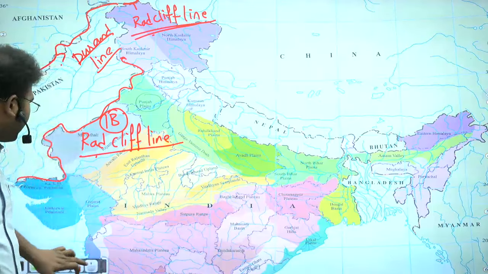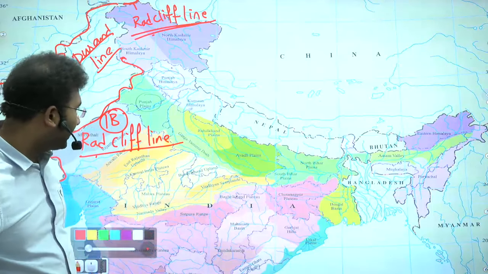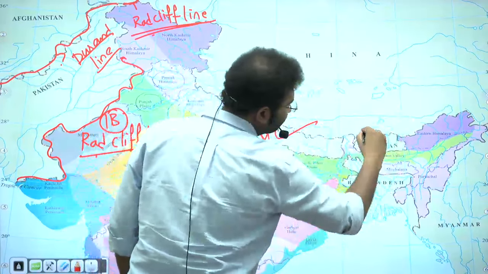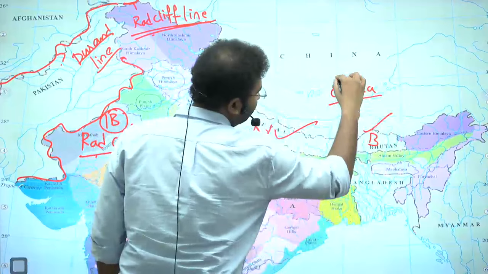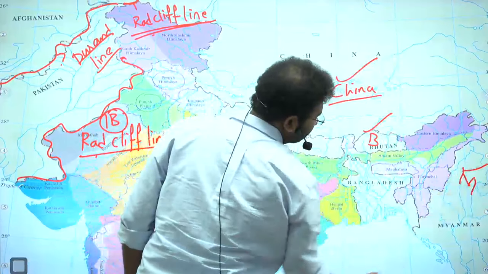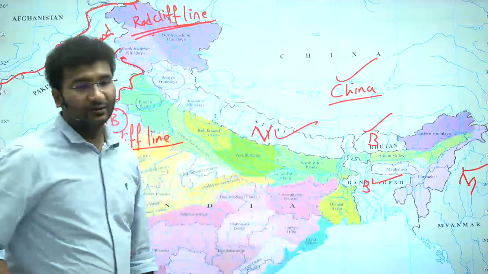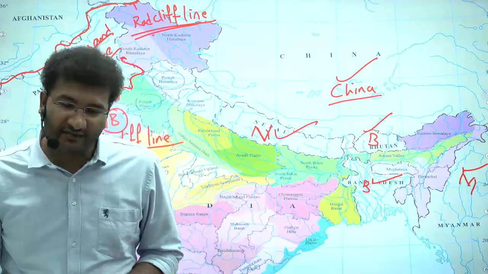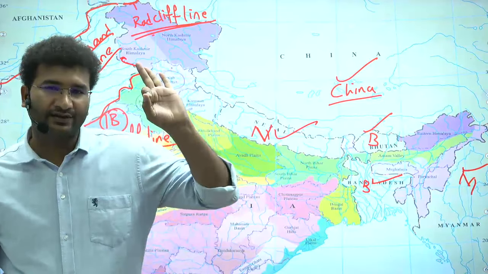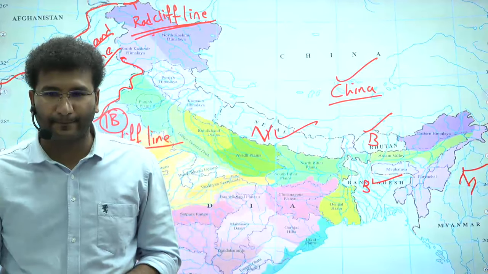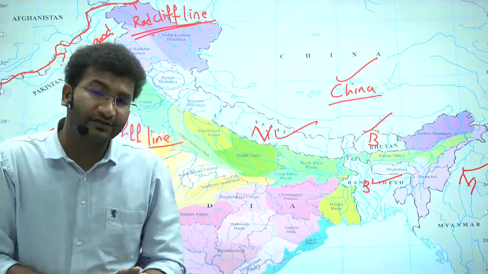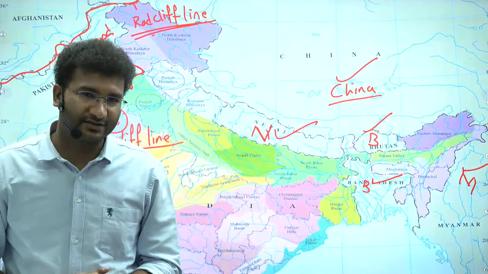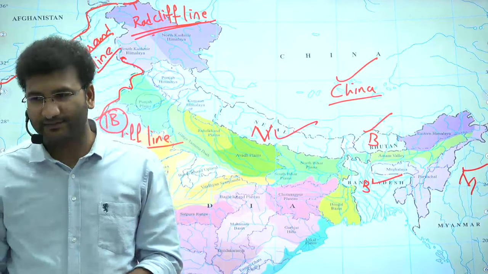Now, do we have our boundary with Bhutan? Yes. Do we have our boundary with Nepal? Yes. China? Yes. Myanmar? Yes. Bangladesh? Yes. Now look into your atlas. How many states have international boundaries with at least 3 countries? How many states of India have boundaries with 3 countries? Check the atlas and tell me.